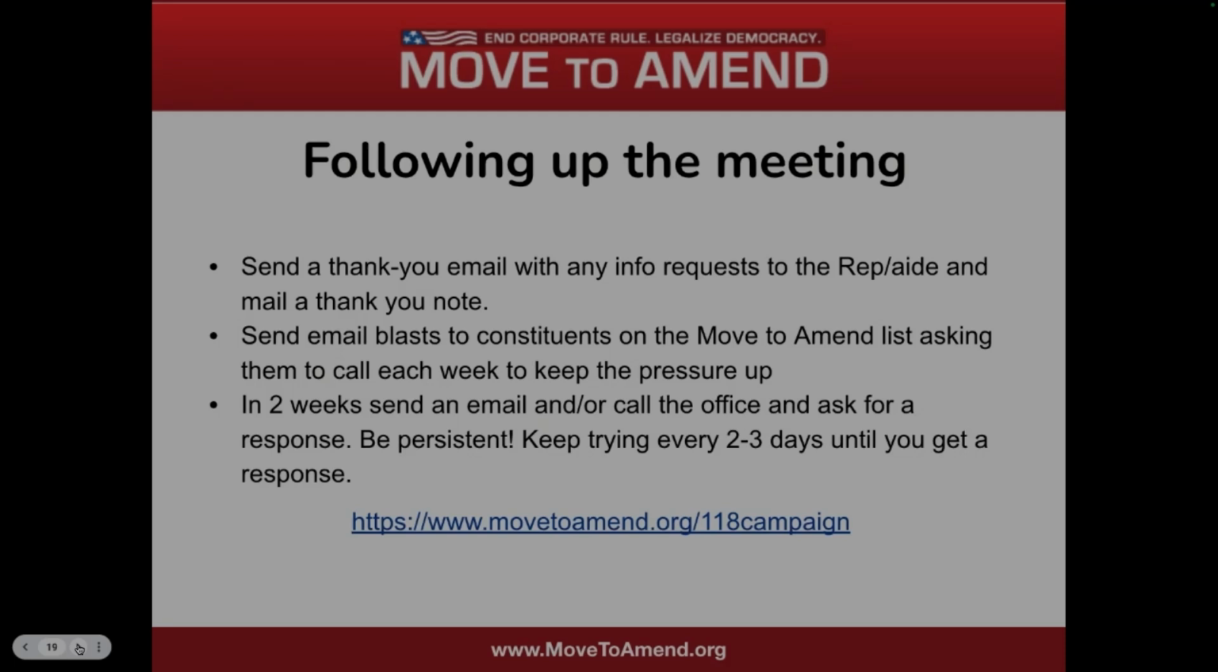So, if you need any help any step of the way, whether it's sending a thank you email, or the next bullet point here, you want to then send an email to constituents, have them call the office and say, hey, have you had a chance to look over the We the People amendment? Again, this is that pressure, and it's important to be consistent.